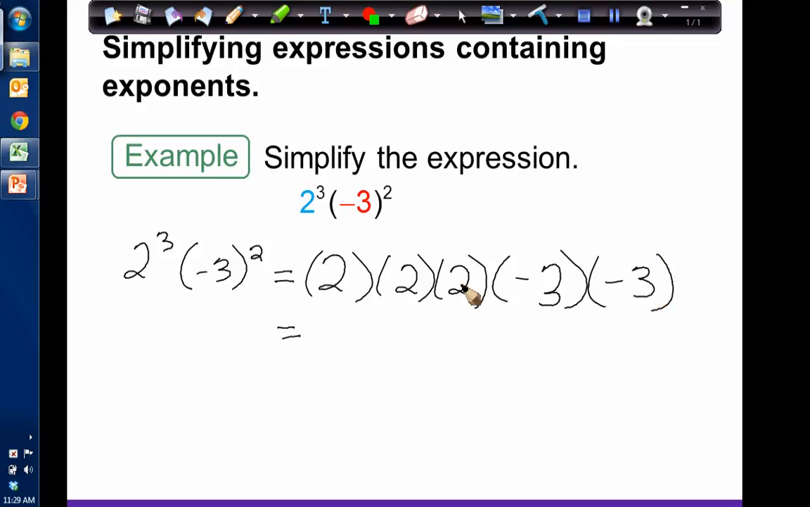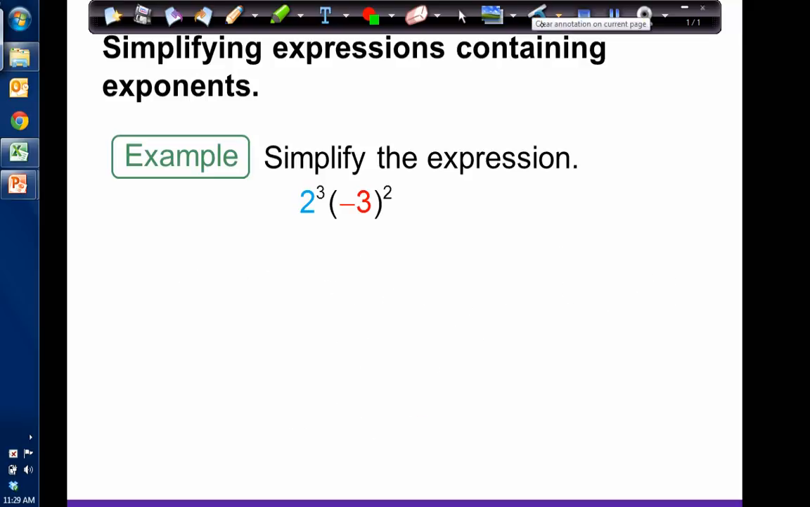So what's 2 times 2 times 2? That's 8. Positive, because there are no negatives. And what about negative 3 times negative 3? Positive 9, because the two negatives will cancel. And then 8 times 9 is 72. Great job.